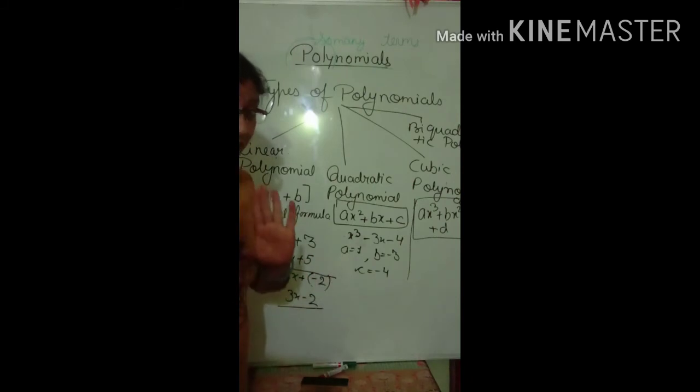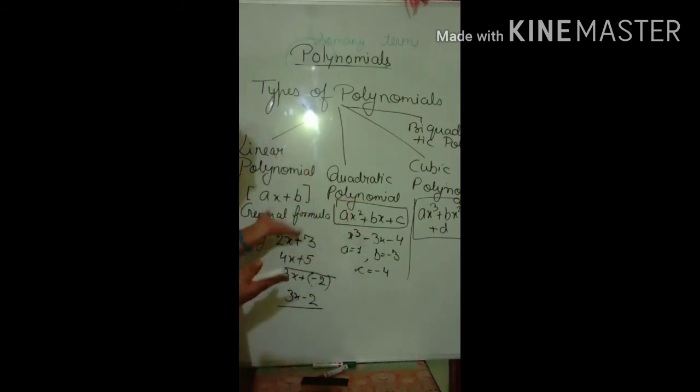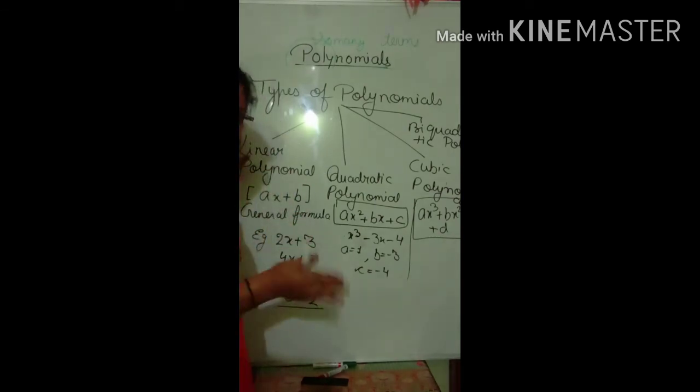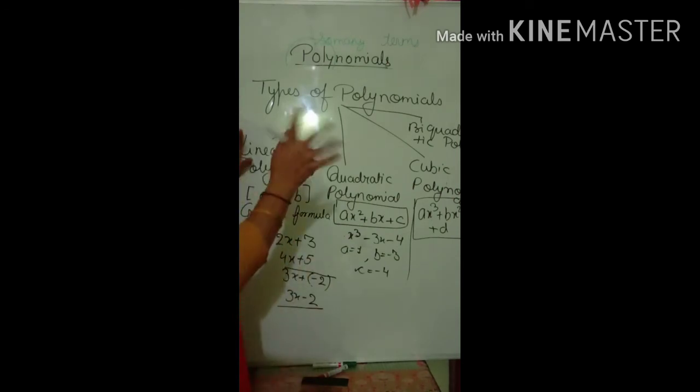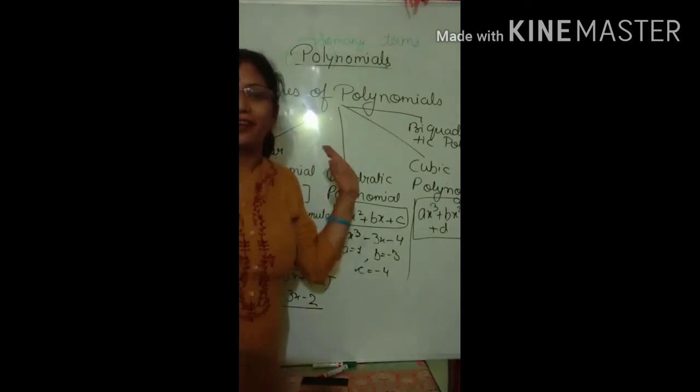Okay. So no confusion, no headache, smile, and easy. It will become very easy if you smile. So keep on smiling and do your questions. Maths is very interesting. Okay. So now types of polynomial is done.